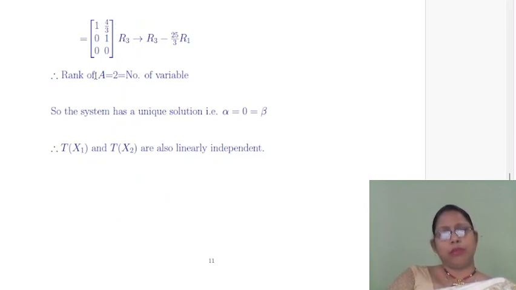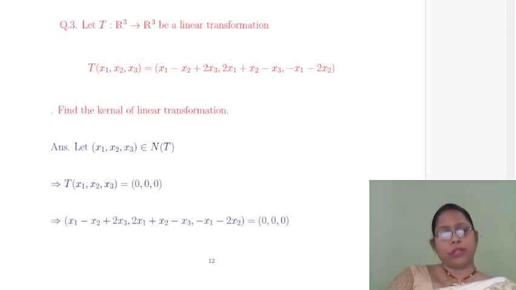That is, the rank of A here is 2: 1 non-zero row, 2 non-zero rows, the third row is a zero row, which is equal to the number of variables. Therefore, the system of equations is consistent and it has one unique solution, that is alpha is equal to 0, beta equal to 0. That means T(x1) and T(x2) are also linearly independent. So we get our answer here.